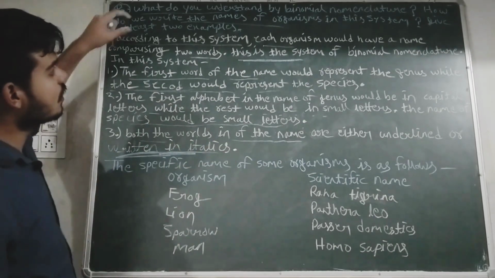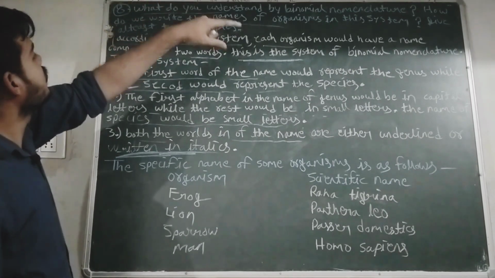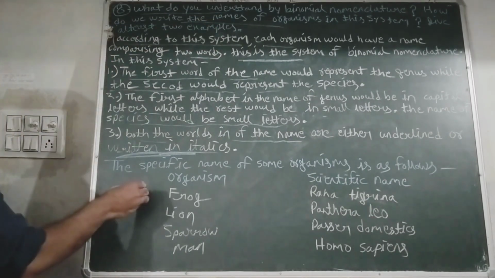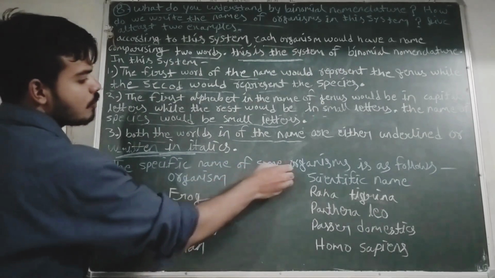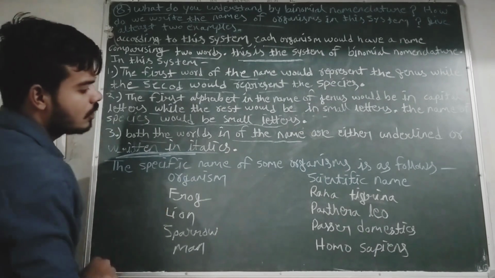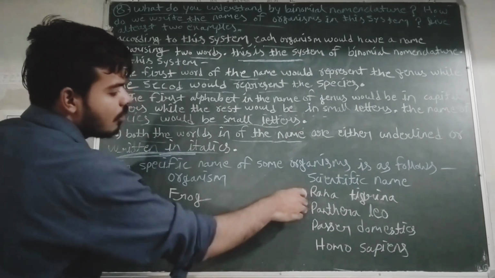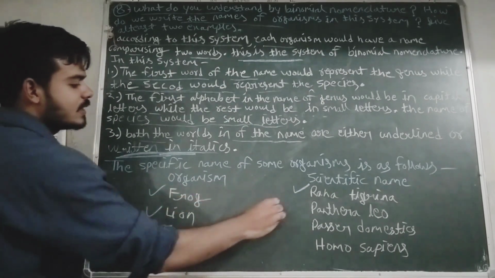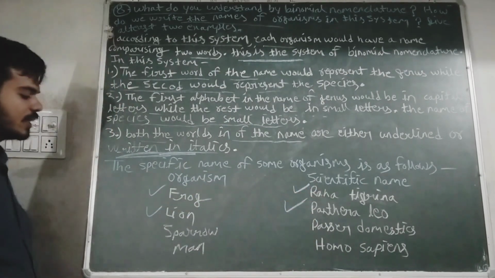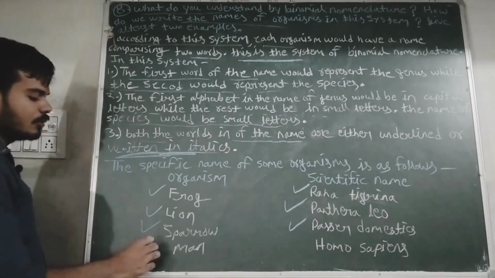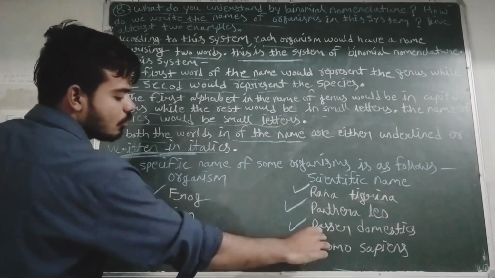Next is, give at least two examples. The specific names of some organisms are as follows. First is frog. The frog's scientific name or binomial name is Rana tigrina, and the lion's name is Panthera leo. The sparrow's scientific name is Passer domesticus, and man's scientific name is Homo sapiens.